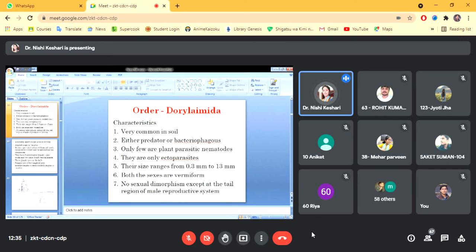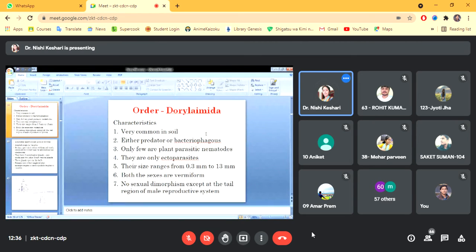Now the first order is Dorylaimida. So we'll start with Dorylaimida. They are very large nematodes. You can easily find which type of esophagus Dorylaimida have. Any one of you remember? Two-part esophageal system. Very good. What's your name? Amar. Okay. So Dorylaimida have a two-part esophagus.